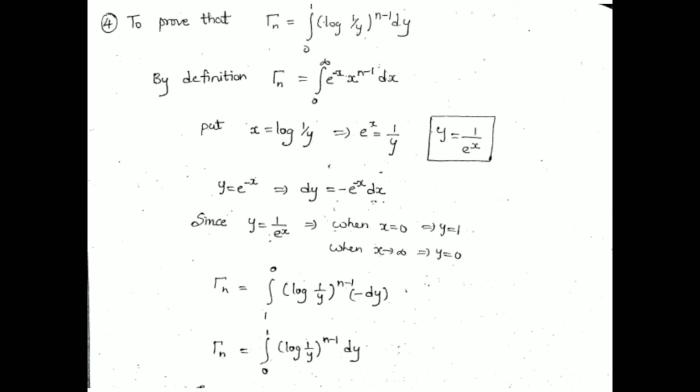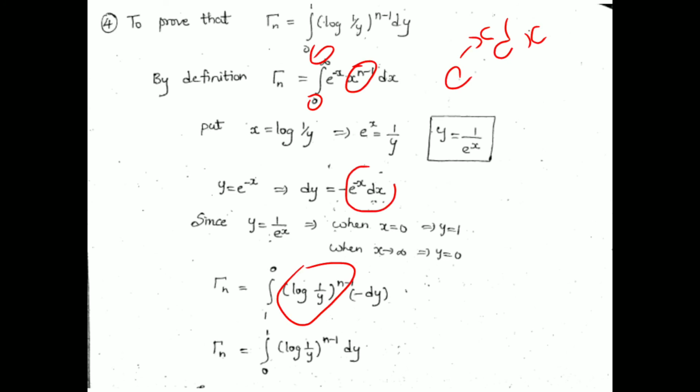If we see, we have replaced x power n minus 1 by (log of 1 by y) whole power n minus 1, and these limits also we have replaced. What is remaining here is e power minus x dx. But we know that e power minus x dx is equal to minus dy, so hence we have presented here minus dy.